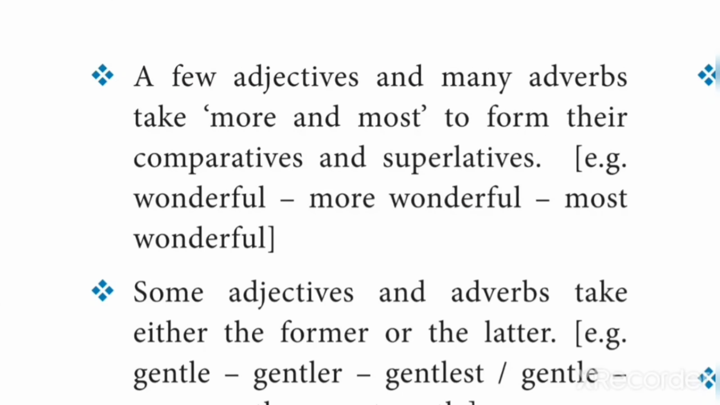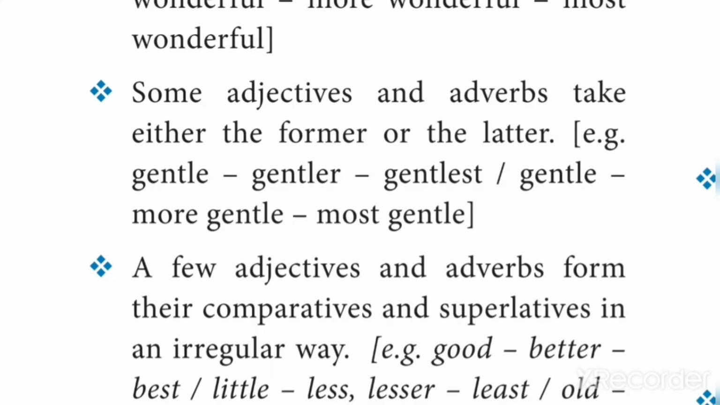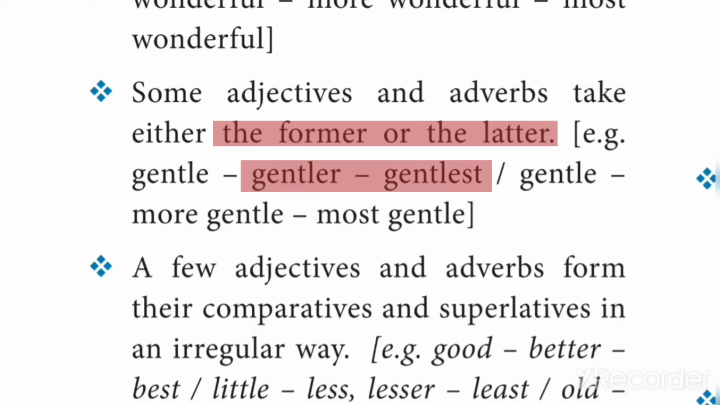A few adjectives and many adverbs take more and most to form their comparatives and superlatives. Example, wonderful. This is positive. More wonderful. This is comparative. Most wonderful. This is superlative. Some adjectives and adverbs take either the former or the latter. Example, gentle, gentler, gentlest, or gentle, more gentle, and most gentle.